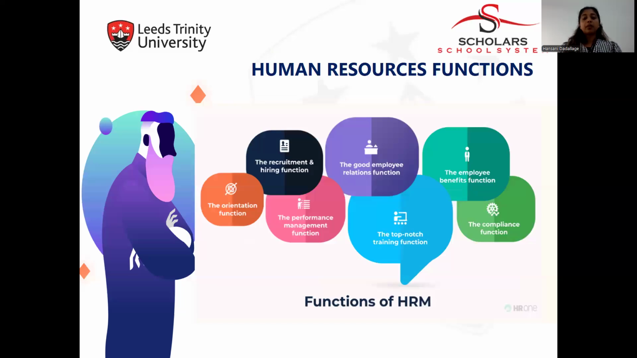Now let's see human resource functions. There are so many functions included in the human resource department. So they include recruitment and hiring, orientation, performance management, employee relations, training, employee benefits, and compliance. So as we have so many functions under human resource management, that's why the human resource department is identified as a huge department in organizations.